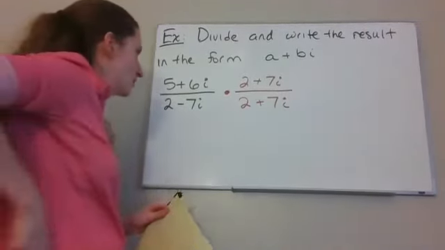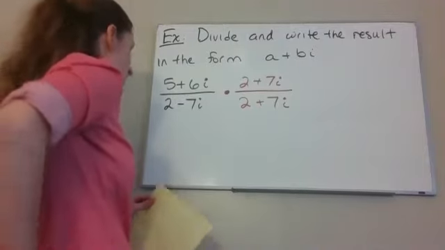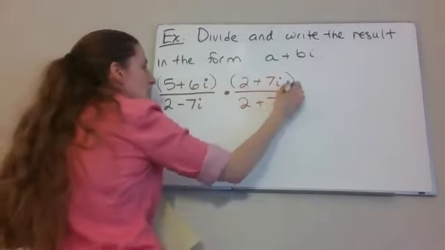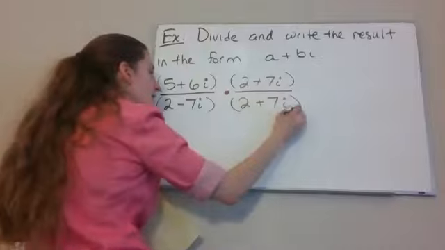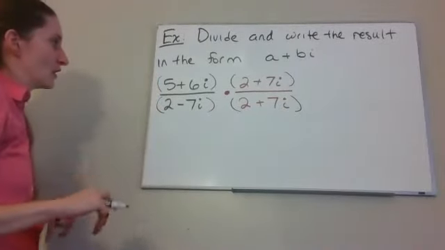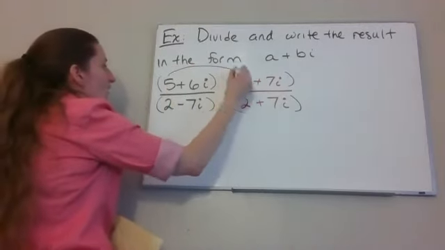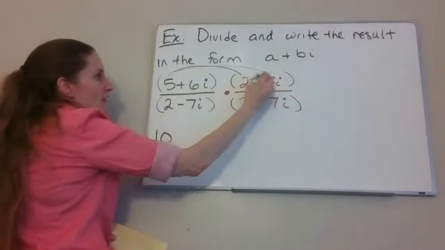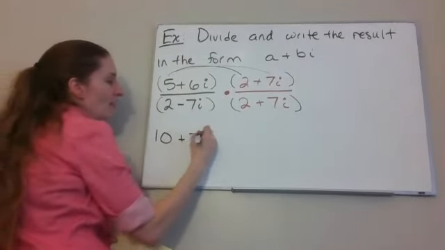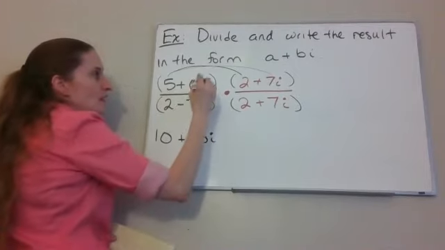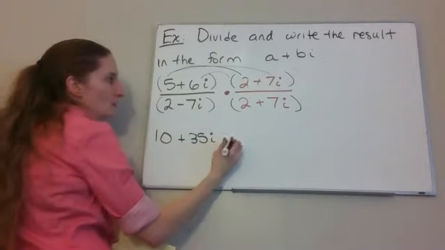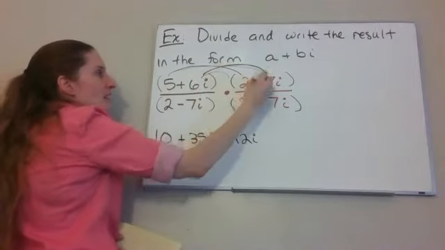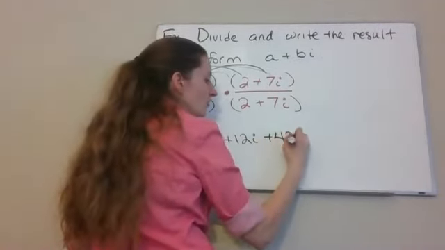And now to actually multiply all of this out, we're going to have to do a lot of distribution. I'm going to put some parentheses around to emphasize that we need to distribute. And let's just start on the top. I have 5 times 2, that's 10. 5 times 7i, that's 35i. 6i times 2, that's 12i. And 6i times 7i is 42i squared.